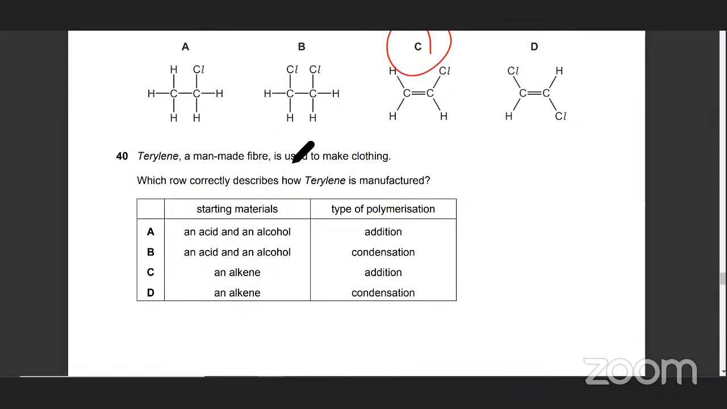was, how was terylene made? The starting materials, it should be an acid and an alcohol. That's how esters are going to be produced, and it's going to be a condensation polymer. So the answer is going to be B. Okay, is this clear?